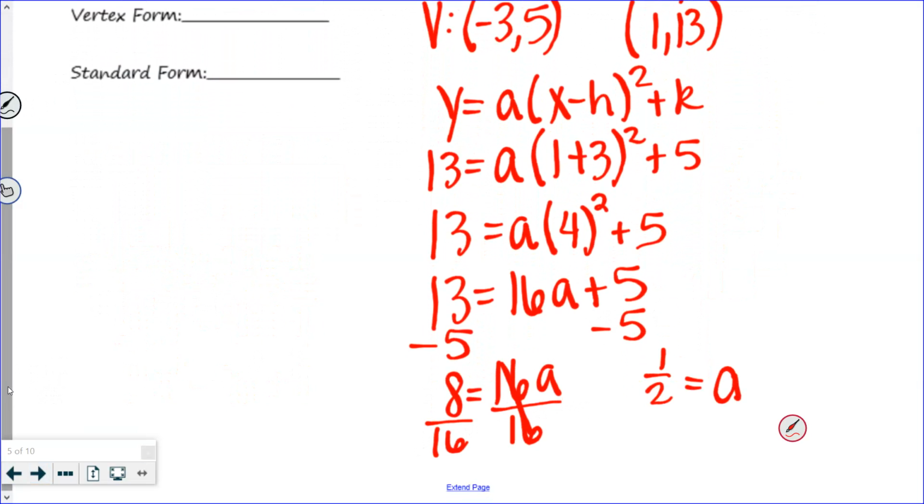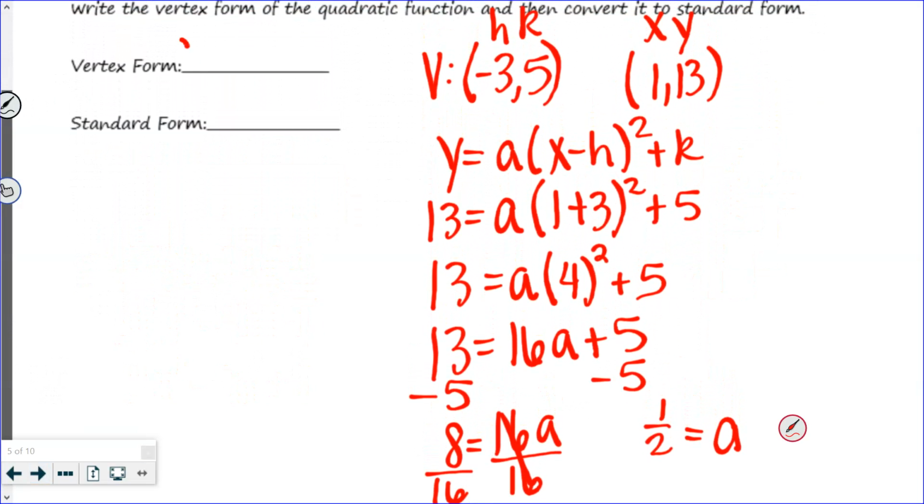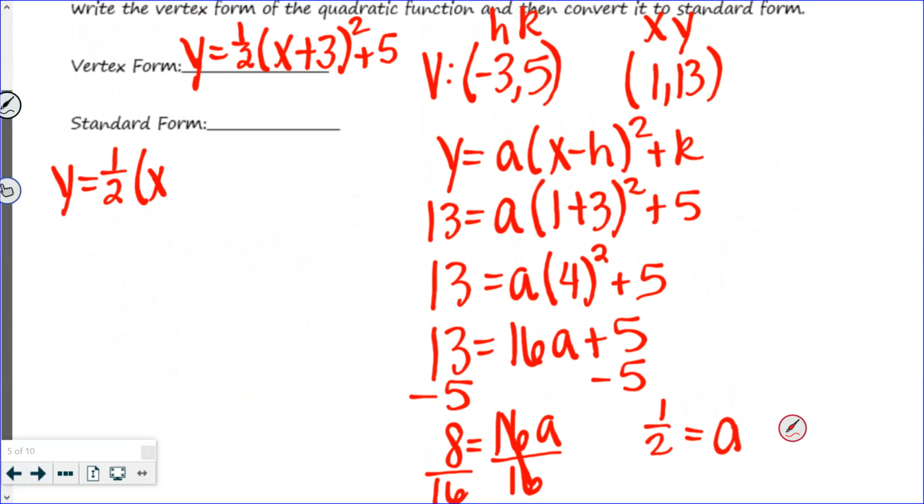Once we've got our a, we can go back and write our vertex form. So remember, that's y is equal to the a, which is 1/2. And then I've got x minus h, which is negative 3. So x minus negative 3 becomes positive 3, squared, and then plus 5. So that's the part we did yesterday. Now we're going to do the part that we're adding on today. So y is equal to 1/2 times x plus 3 times x plus 3, plus 5.